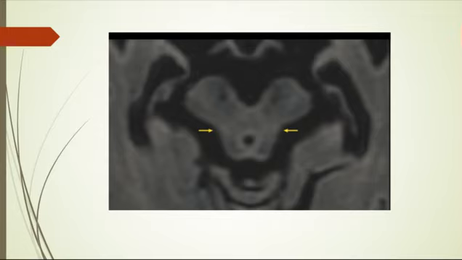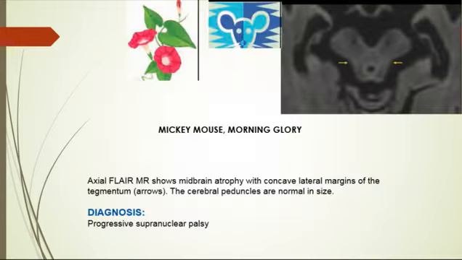Anyway, what's the sign? It's very diagnostic: the Mickey Mouse sign or the morning glory sign. Again, it is diagnostic of progressive supranuclear palsy. You can see midbrain atrophy, concave lateral margins at the tegmentum, and the cerebral peduncles are normal in size.